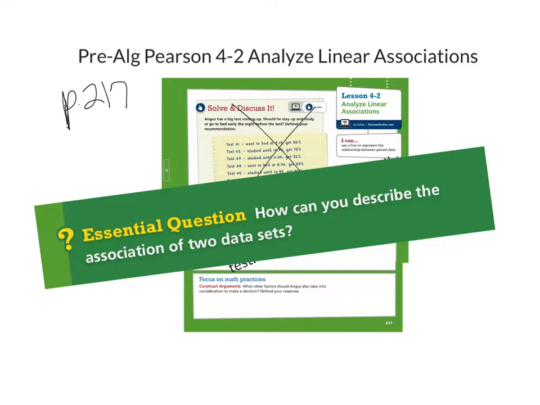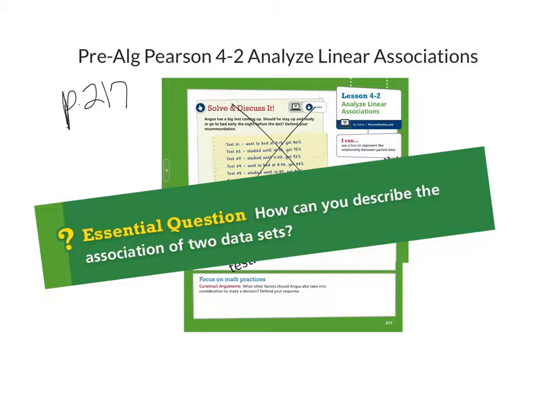Lesson 4.2 is on analyzing linear associations. So we're going to talk about describing an association or relationship of two data sets. We've talked about it before: positive, negative, or no relationship or association. And then we're going to talk a little bit more detail about that than what we have so far. So the lesson starts on 217.